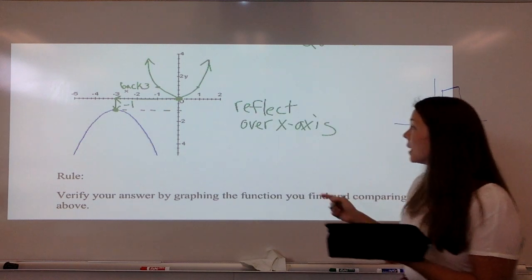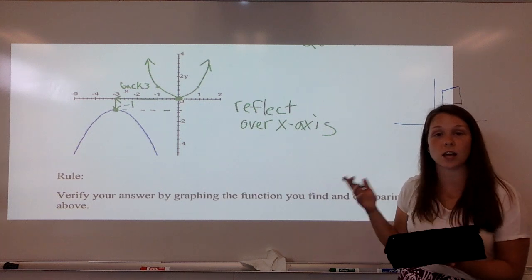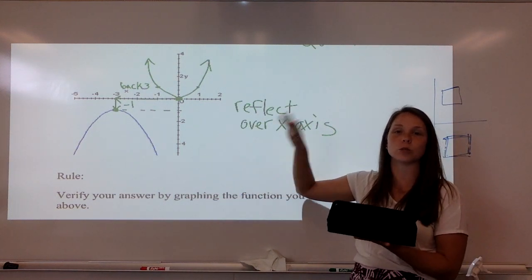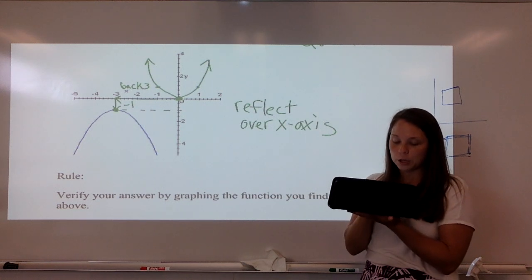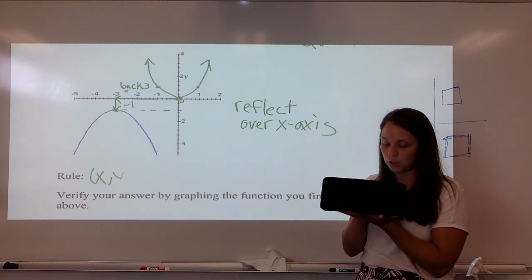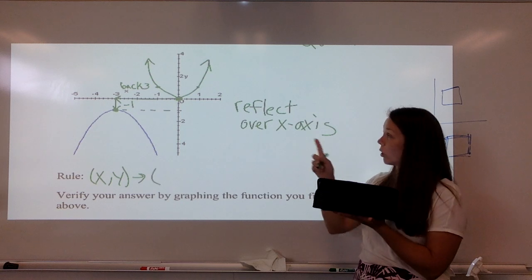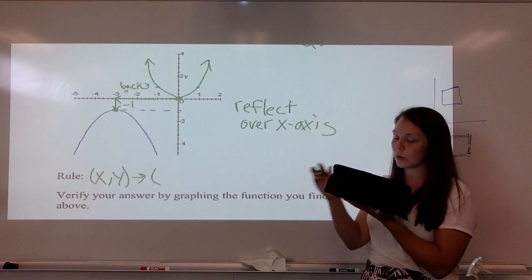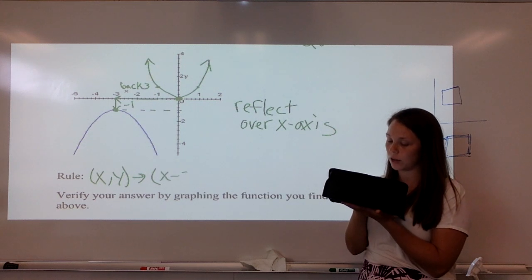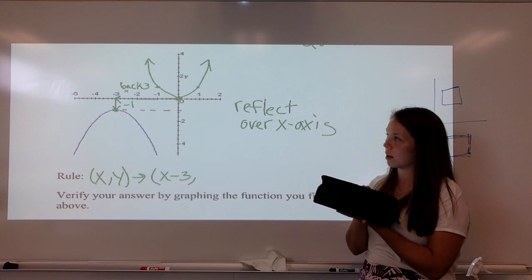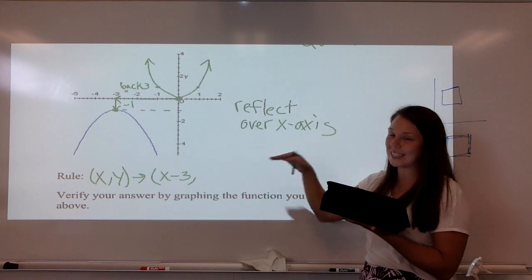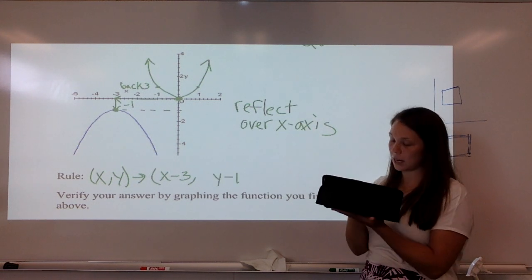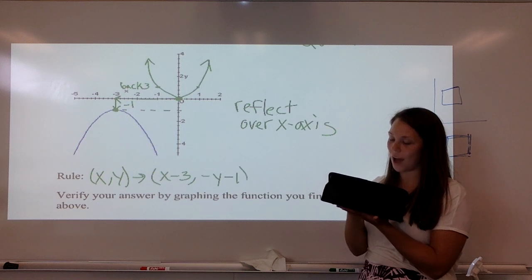From here, you might be able to come up with what the new function looks like, or what I usually like to do is create a rule first and then use that to create my function. So if I were to create a rule for this new function to get from the green graph to the blue one, I'm noticing that horizontally, I'm going back 3 units. So that would be x minus 3. Vertically, I'm going down 1 unit. And I have a reflection over the x-axis, which means my y is now negative.